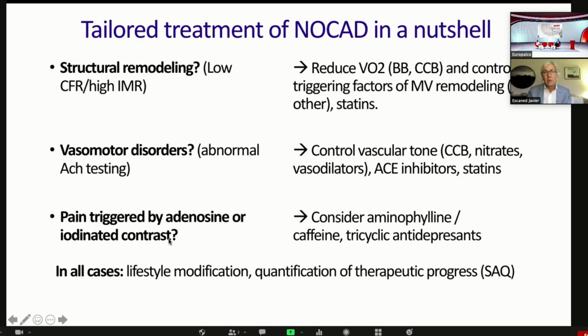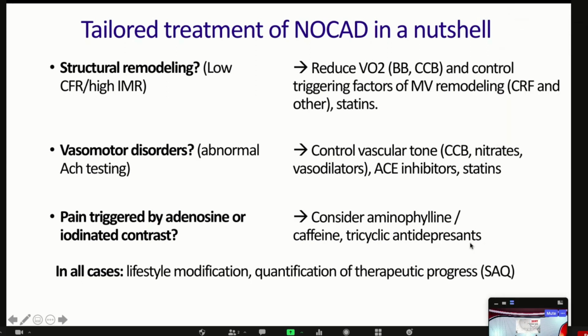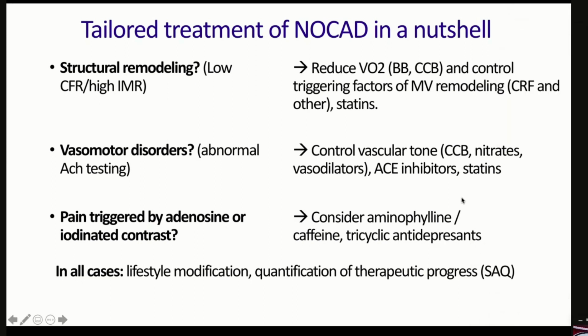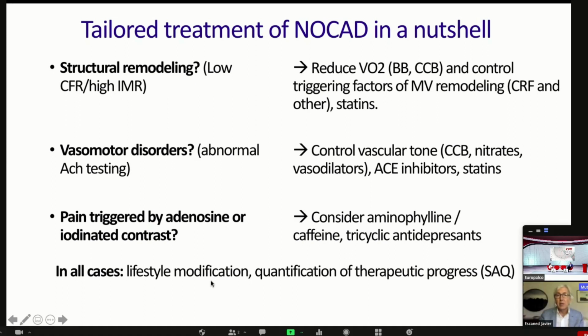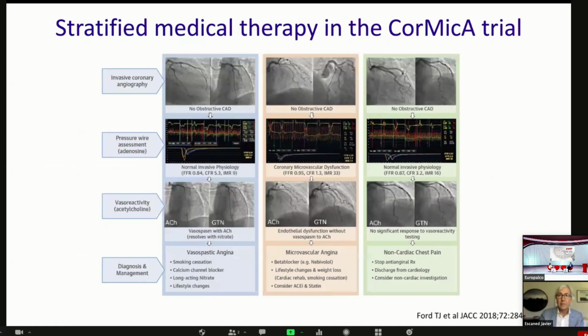If the pain is triggered by adenosine or iodinated contrast and you do not find any of the other two problems, consider that perhaps you have a proprioceptive problem or that you have an excessive sensitivity to adenosine. In that case, aminophylline, caffeine, tricyclic antidepressants may be helpful. This has not been as explored as the other previous treatments. In all cases, lifestyle modification and quantification of therapeutic progress with dedicated scales like the Seattle Angina Questionnaire.